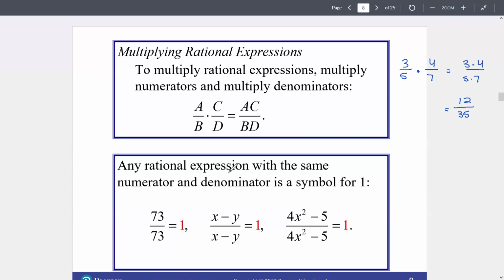Any rational expression with the same numerator and denominator is a symbol for 1. I think we already know this one, but if I have 73 over 73, that's equivalent to 1. If I had x minus y over x minus y, that's also equivalent to 1. This means that if I find out something like C equals B here, that means this is just going to be equal to 1. So I can always rewrite this as A over D.